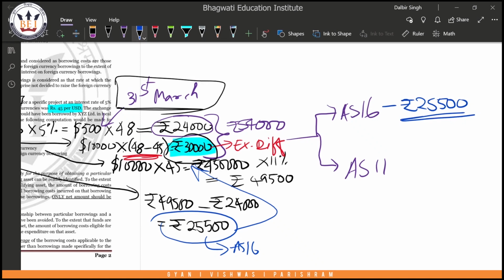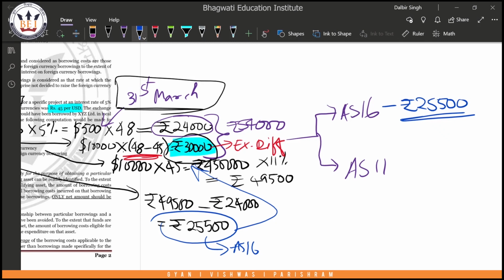Now, anyways, in my balance sheet, I have the total 54,000. The question is, how do I treat it? Any which ways, I've incurred 54,000 as cost. The question is, how do I treat this? The treatment here is, to the extent of the difference between the INR borrowing and the foreign currency borrowing, that much of the exchange difference will be treated as borrowing cost.